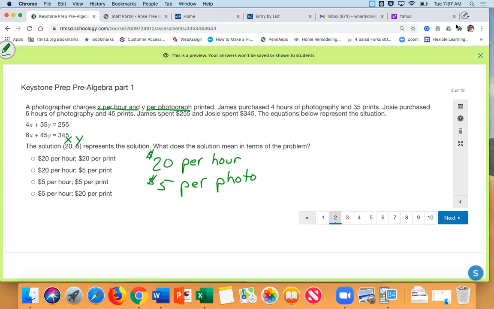Which one is my answer? Do you see how I did that, Liam? Makes sense, right? Not that hard. $20 per hour. Well, this was 20 and 20. I would eliminate that right out the gate.